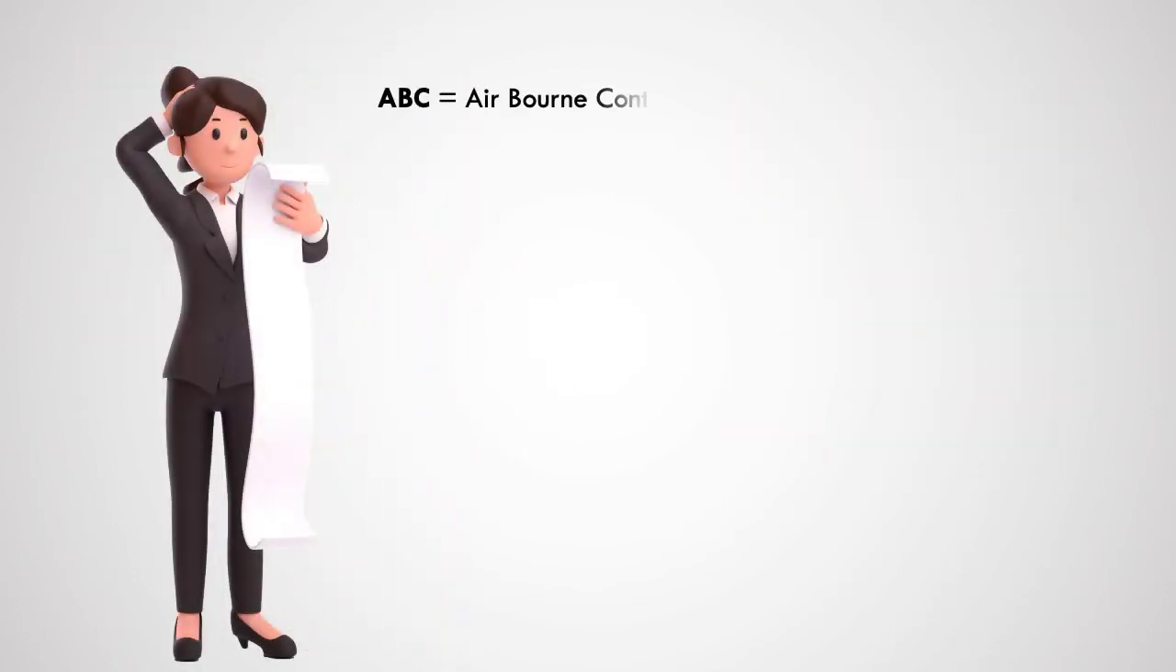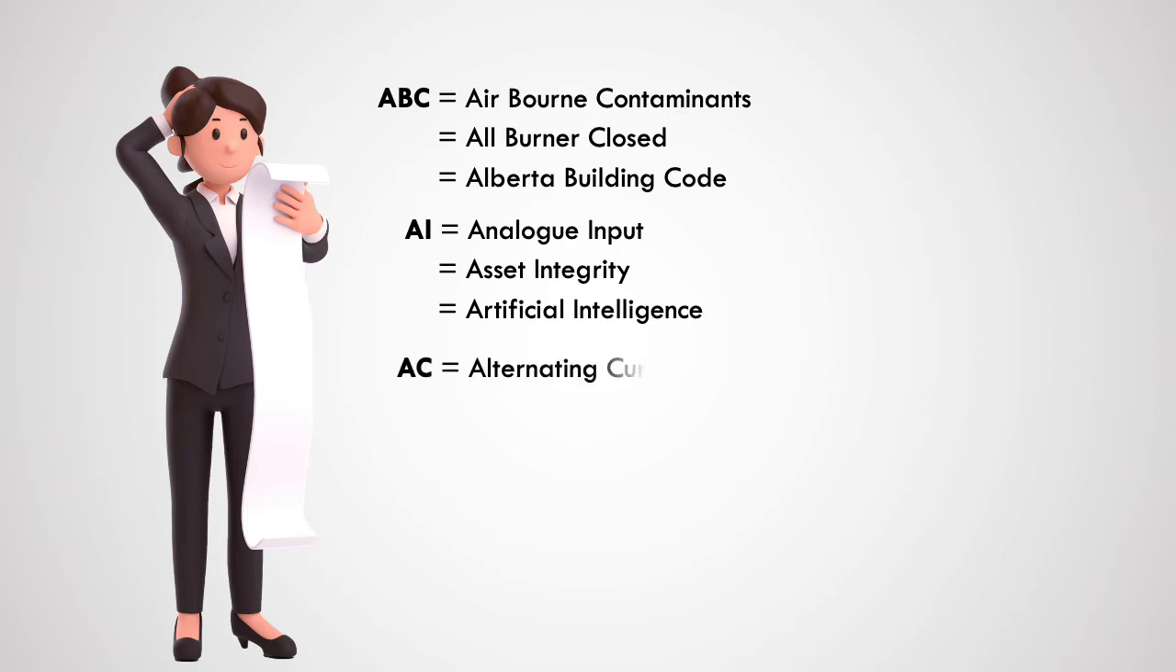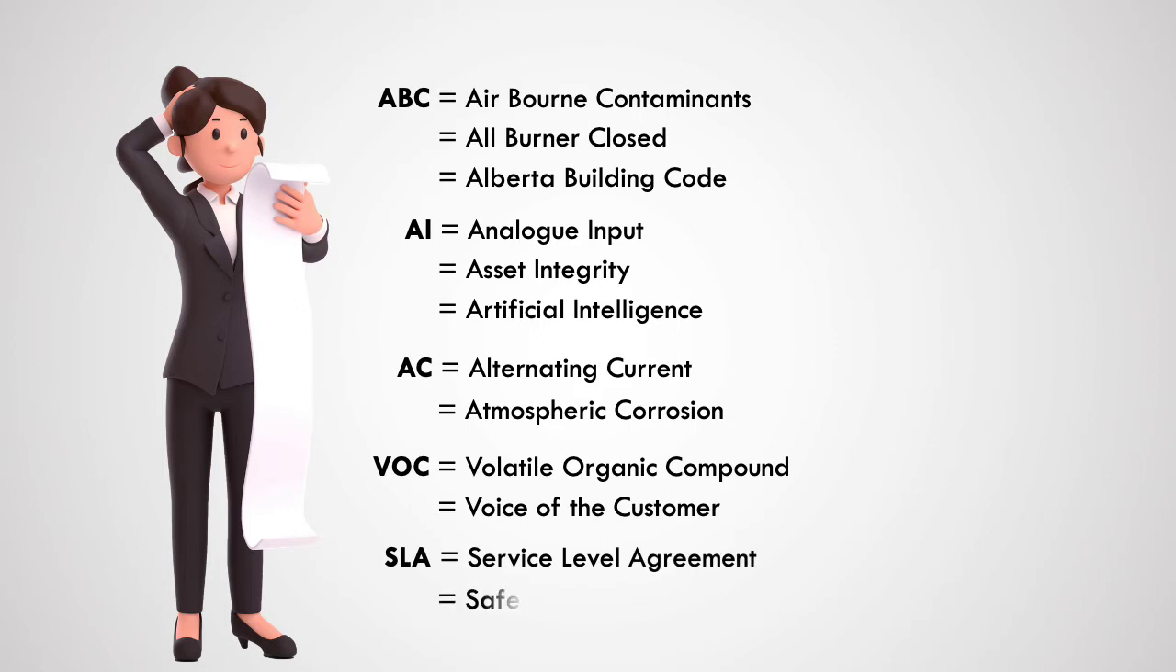Is ABC airborne contaminants, all burner closed, or even the Alberta Building Code? Is AI analog input, asset integrity, or artificial intelligence? Is AC alternating current or atmospheric corrosion? These are just a few starting with the letter A. There are hundreds more, such as VOC, a volatile organic compound, or voice of the customer. Or SLA, is that a service level agreement or a safe landing area for a helicopter?